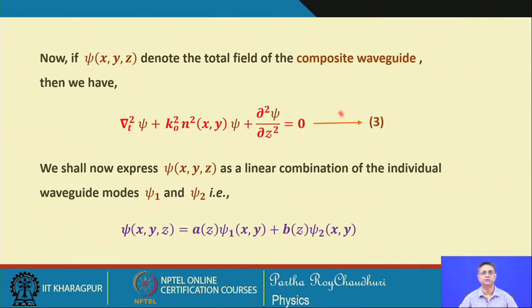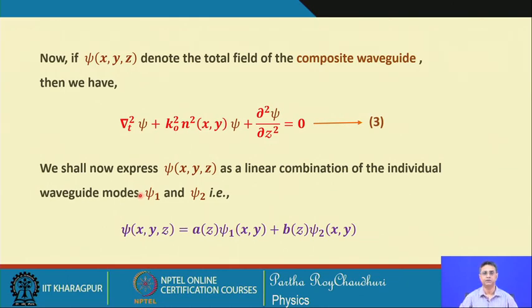Then, if we look at the complete structure and look for the mode of the composite structure, the total waveguide, which we will call psi of x y z, we can represent it in this form: the transverse component of the Laplacian del T acting on psi, the refractive index profile of the composite structure, and this is the z component of del square. Now, we shall express this psi as a superposition, a linear combination, of the individual waveguide modes, that is psi 1 and psi 2.